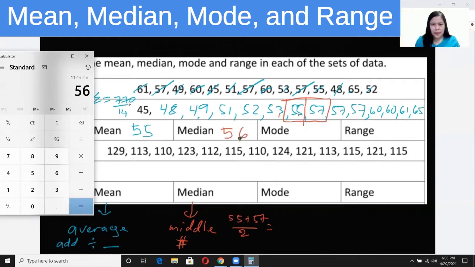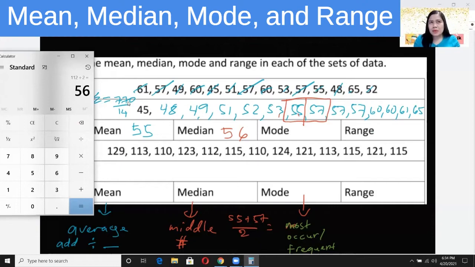Very easy, right? Then after that, we have the mode. The mode is the most occurring number or most frequent number. We are looking for the most frequent number that shows up in the given set of data. If you look at the set of data, we have 57 three times and 60 twice, but we're looking for the most occurring.